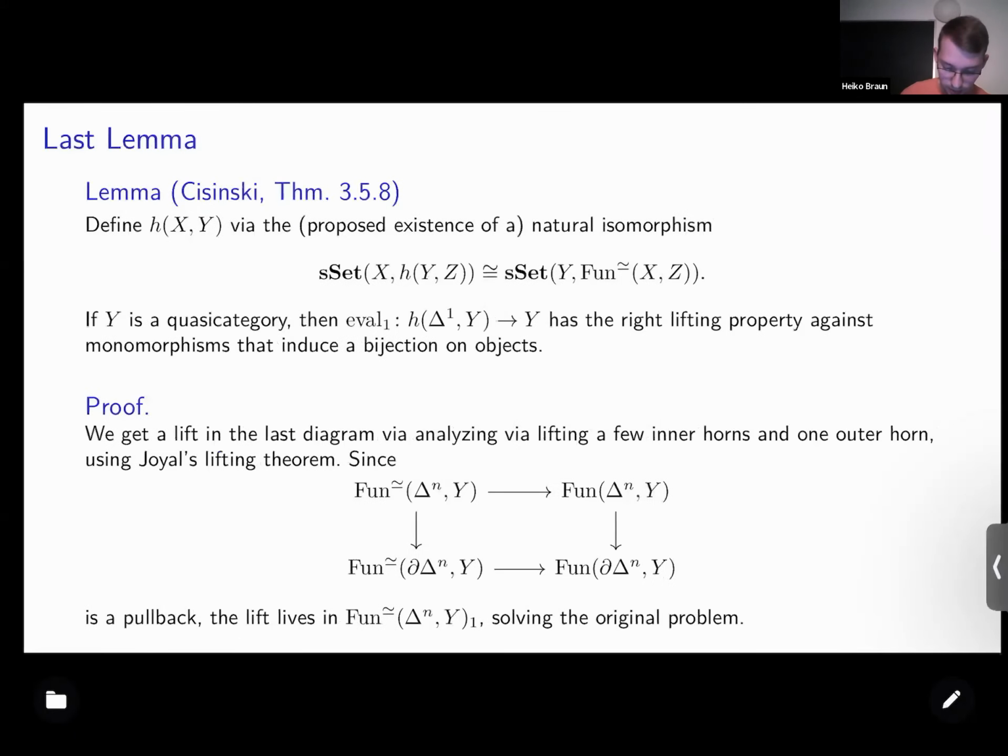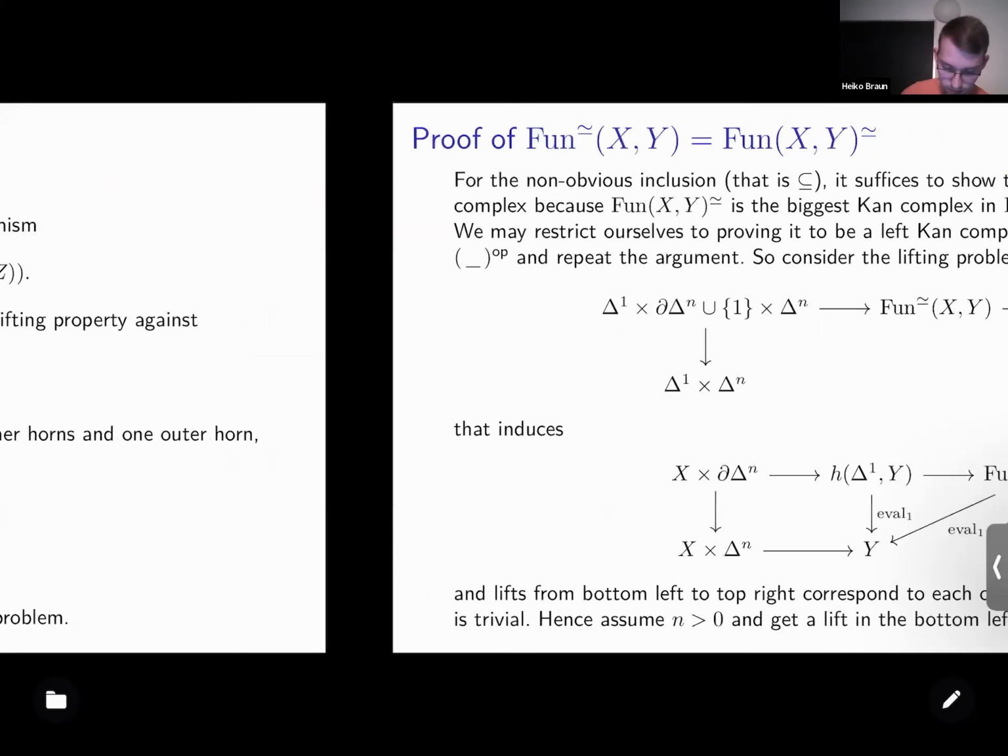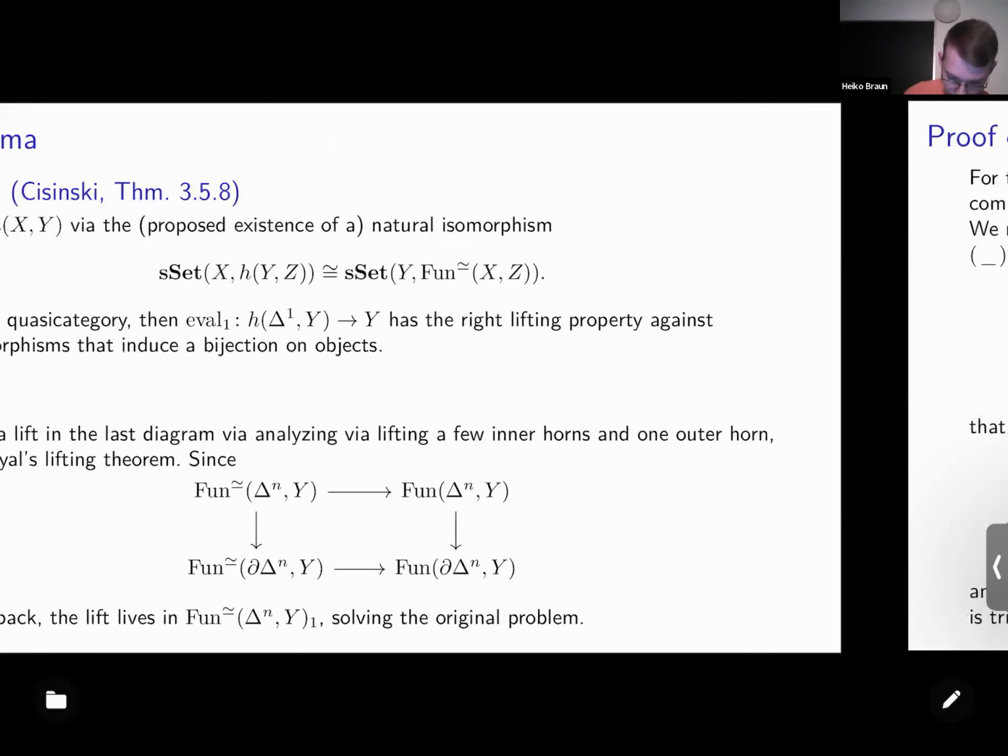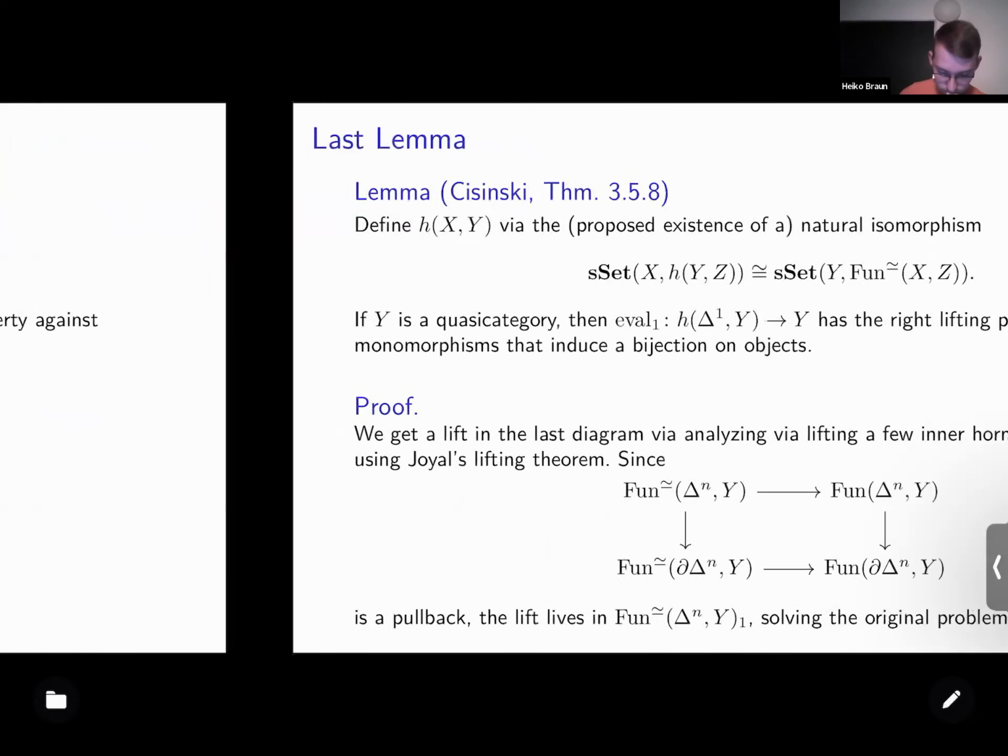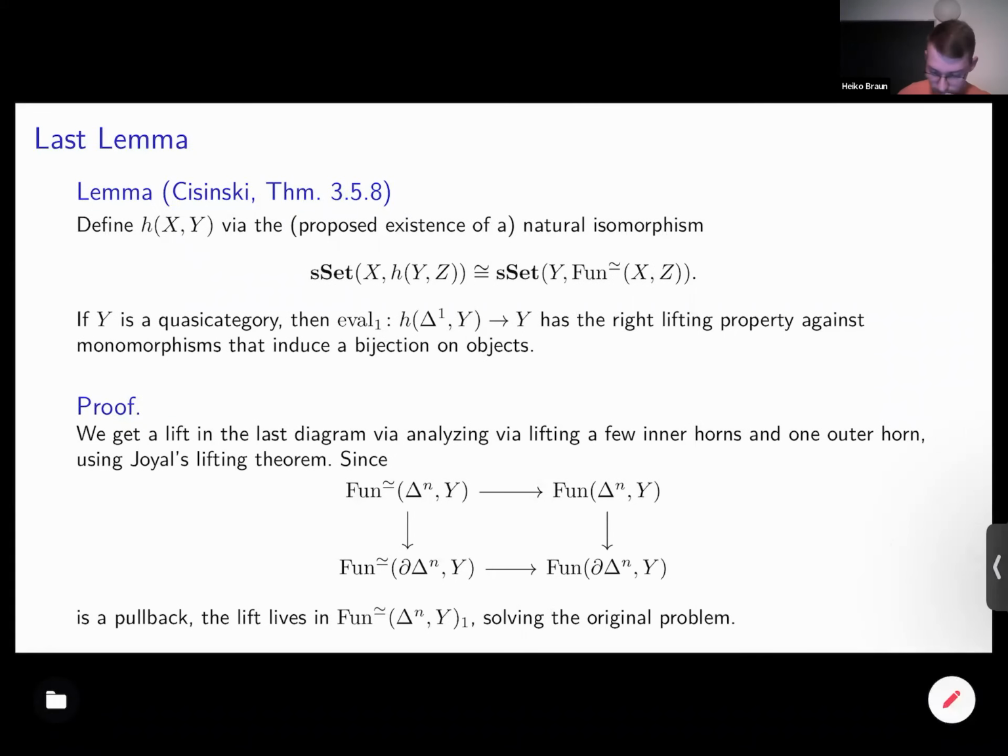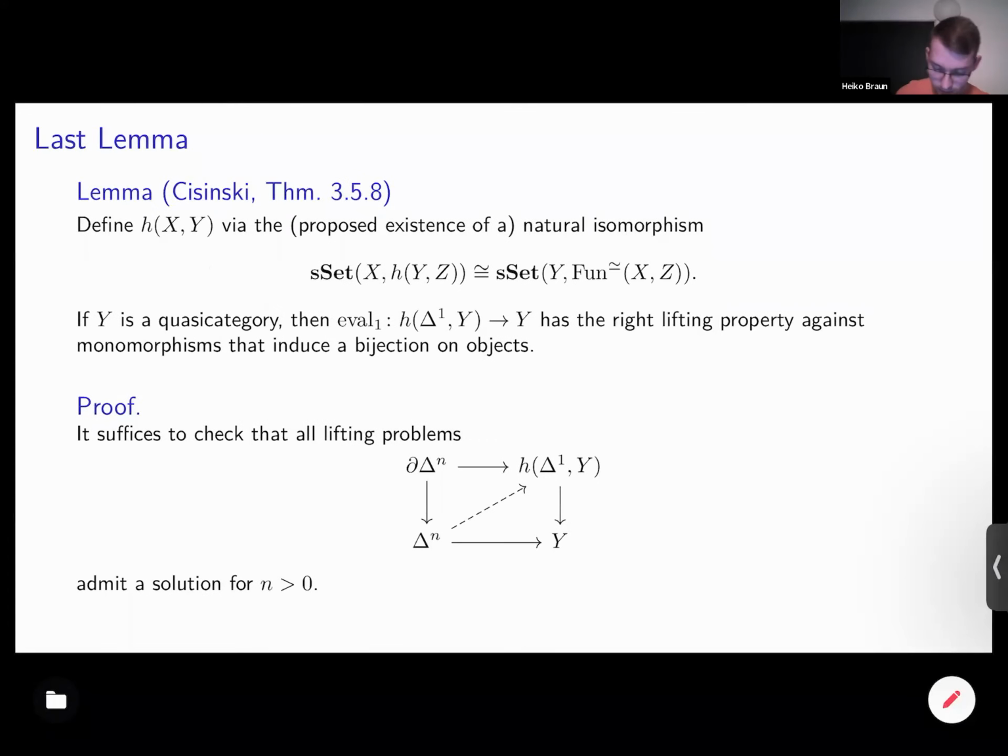Wait, there's probably a diagram missing. So it's a little strange. We would look at this delta n cross delta 1 union delta n cross 1.